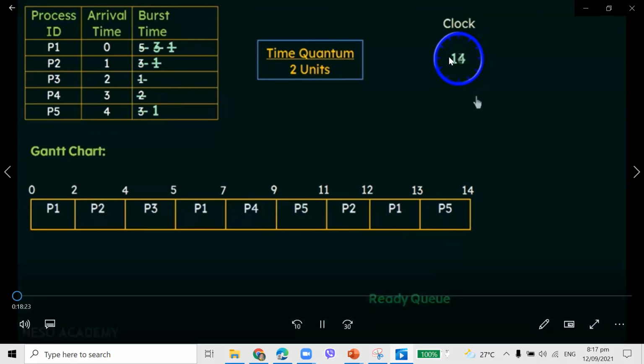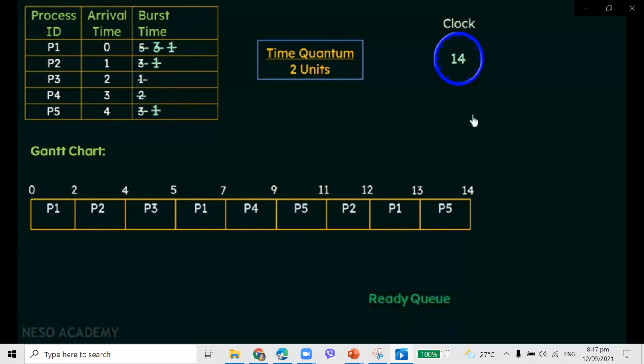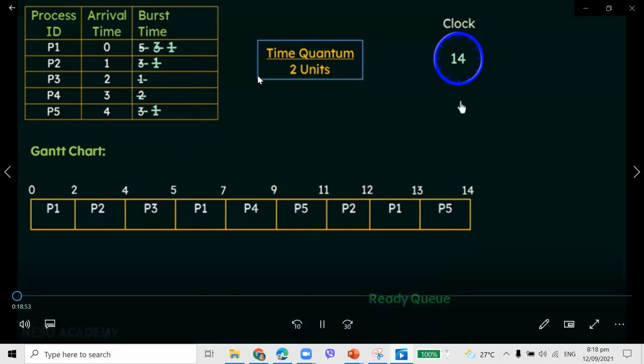So at the next unit of time, that is at the 14th unit, P5 will complete its execution because it has a remaining burst time of only 1 unit of time. So P5's execution is also complete at the 14th unit of time and there are no more processes waiting in the ready queue, which signifies that all of the processes have completed their execution. So even if you look at this table, we see that there are no more processes that need to be executed because all their burst times are complete and there are no processes in the ready queue. So at the 14th unit of time, all of the processes completed their execution.